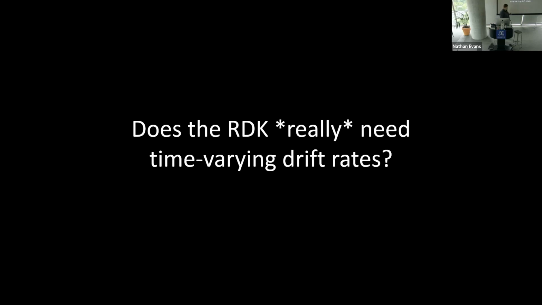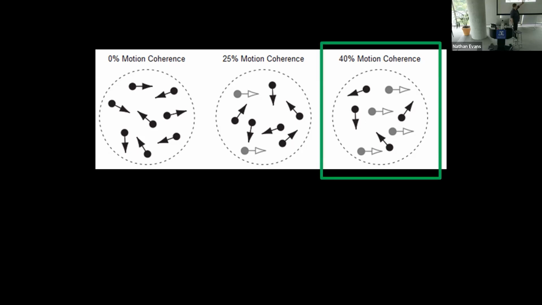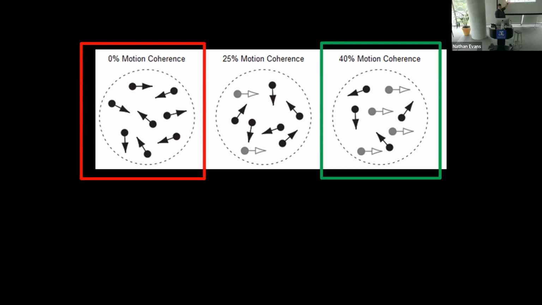All right. So the second bit here is talking about, does the random dot motion task really need time varying drift rates? If you don't know what the random dot motion task is, random dot kinetogram, RDK, RDM, whatever you want to call it, it's essentially this task where you get a cloud of dots and some portion of these dots move in a coherent direction. Sometimes you have very easy trials like this one, where you've got 40% motion coherence, so 40% of the dots are moving in a coherent direction. Sometimes you've got hard or impossible trials where no percentage of dots are moving in a coherent direction, and your job is to judge which direction the dots are coherently moving in.